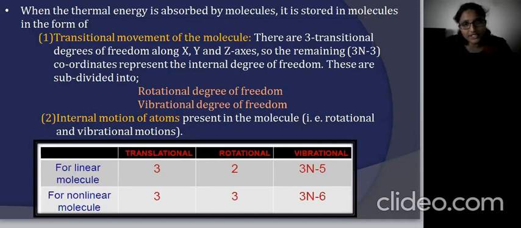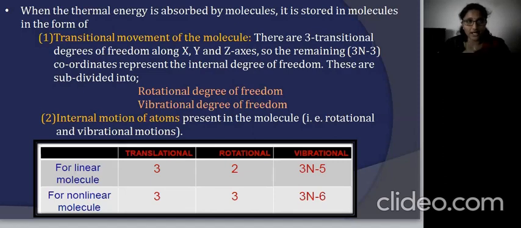When thermal energy is absorbed by the molecules, it is stored in the molecules in the form of translational movement of the molecule and the internal motions of the atoms. So what is the translational movement of the molecule? There are three translational degrees of freedom along the x, y, and z axes. So the remaining 3n minus 3 coordinates represent the internal degrees of freedom. They are subdivided into rotational degrees of freedom and vibrational degrees of freedom.